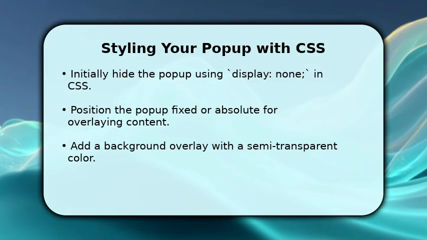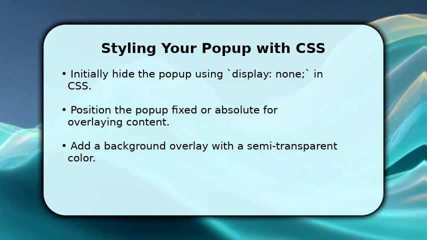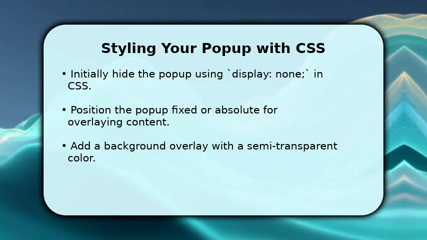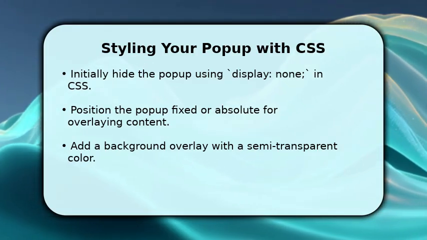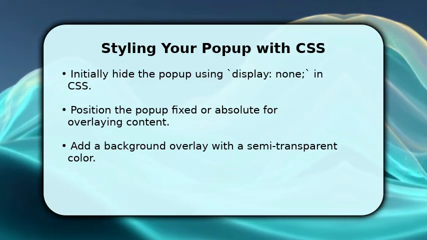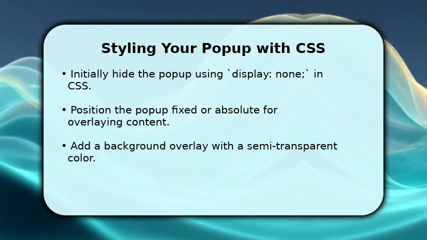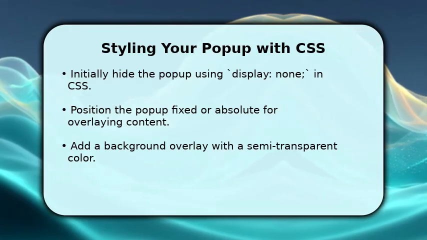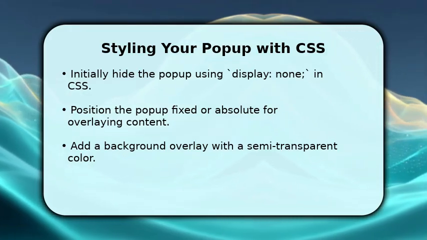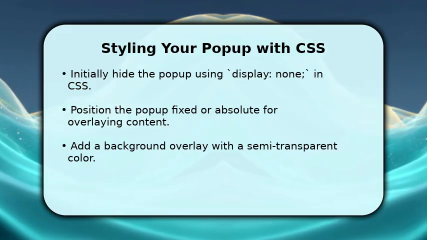Next, let's make our pop-up visually appealing using CSS. Initially, we'll hide the pop-up using display: none, so it's not visible until triggered. We'll then position it using position: fixed or absolute to ensure it overlays other content. Don't forget to add a semi-transparent background overlay for a professional look. Finally, style the actual pop-up content box with some padding and a distinct background color.